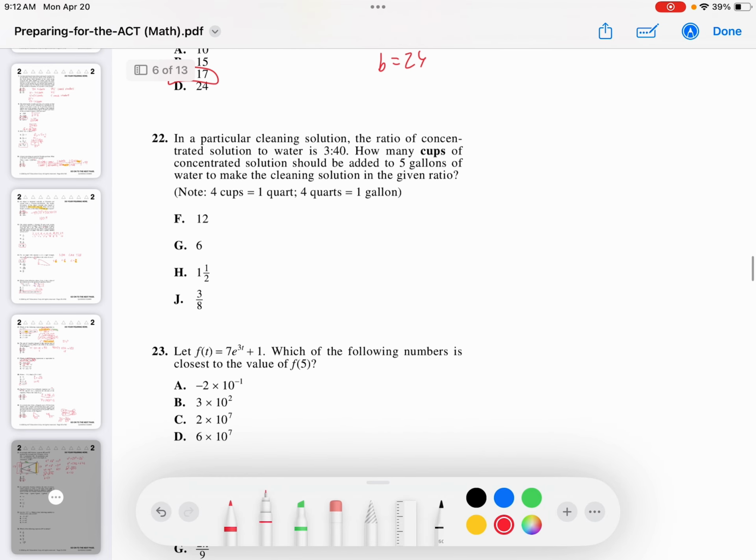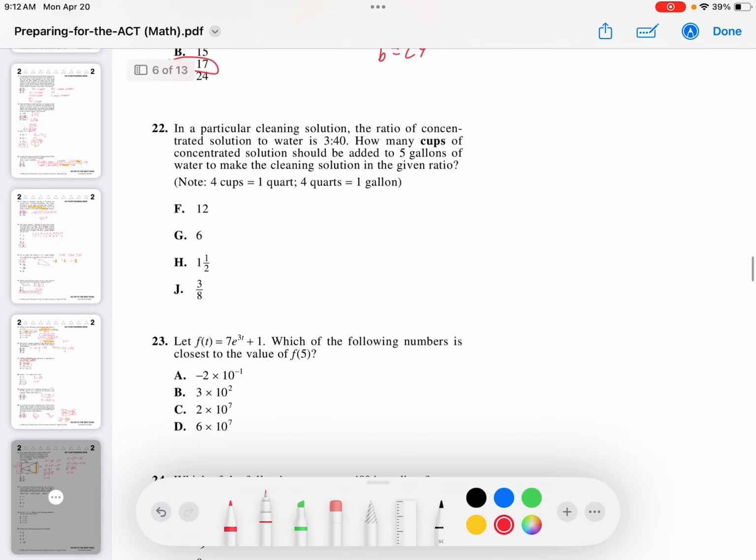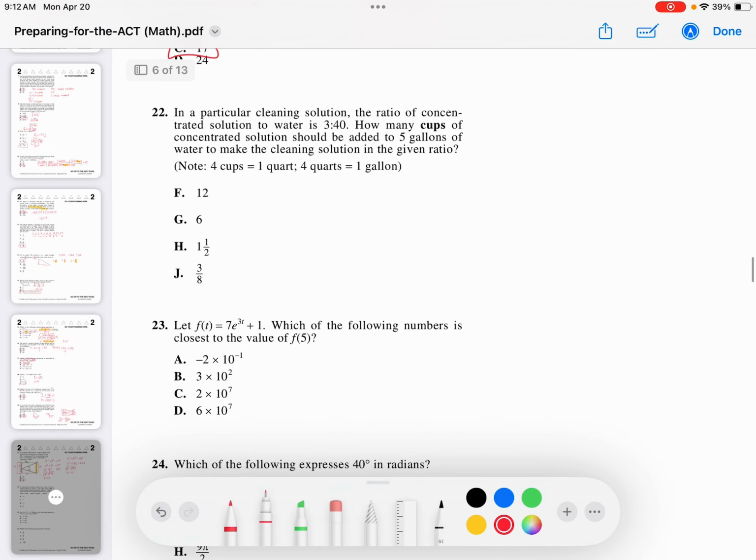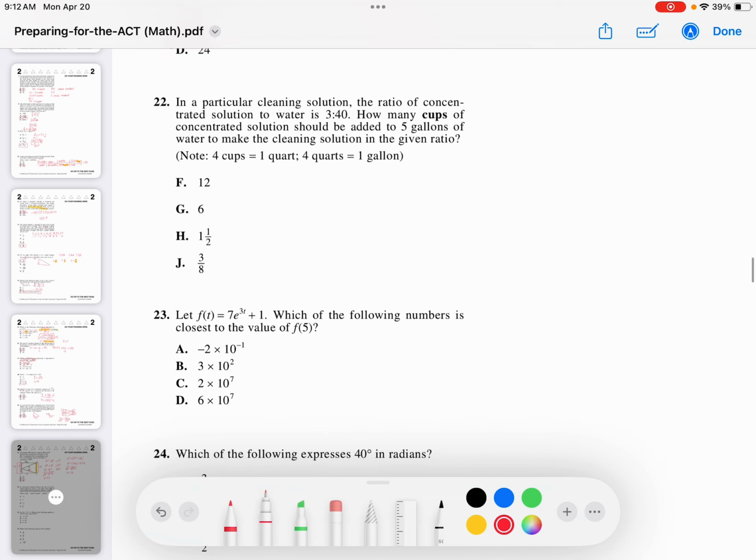Okay. The ratio of concentrated solution to water is 3 to 40. How many cups of concentrated solution will be added to 5 gallons with the given ratio? Let's see. Oh, I gotta pause my video.